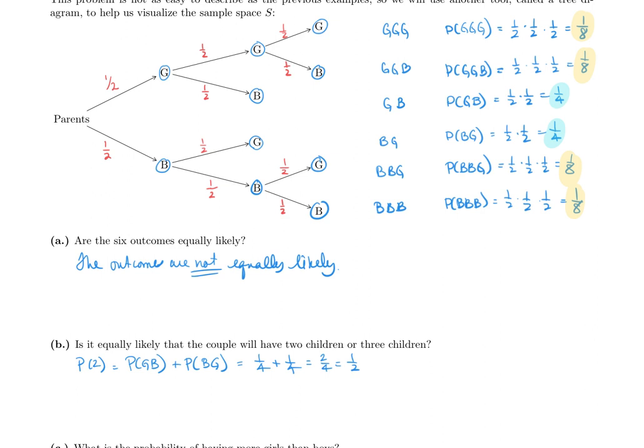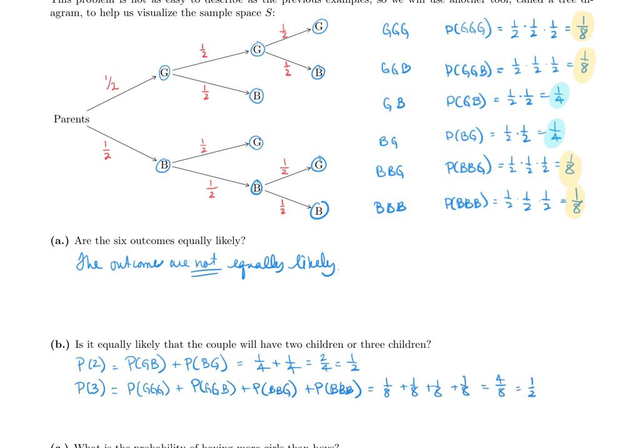But they have 4 ways to have 3 children. So the probability of having 3 children could be, let's see, the probability of having a girl and a girl, or a girl and a boy, or a boy and a girl, or a boy and a boy. And what happens is each of these is 1/8. So we end up with 1/8 plus 1/8 plus 1/8 plus 1/8, or 4/8, which is 1/2.